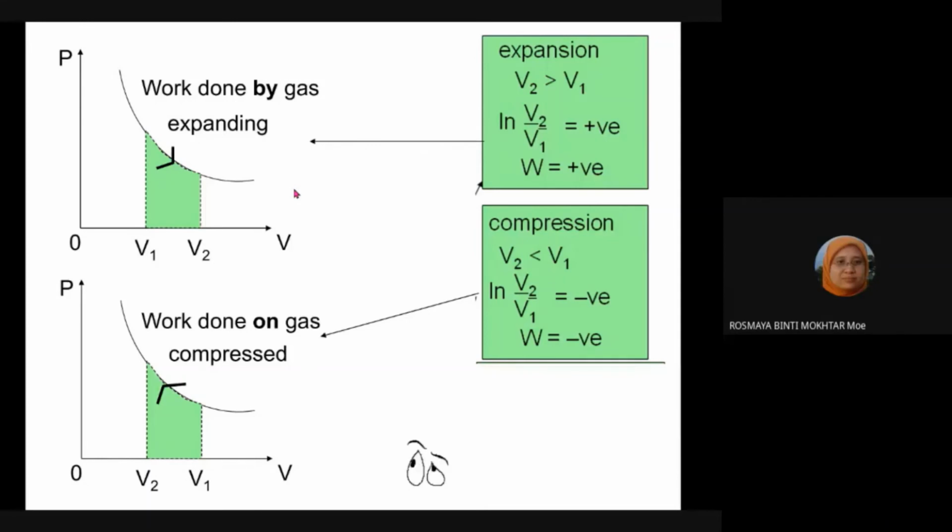Work done, one is positive and one is negative. So if the piston is moving down, the volume decreases. Okay, means you push the piston, so the volume decreases, right? So that one will be negative.